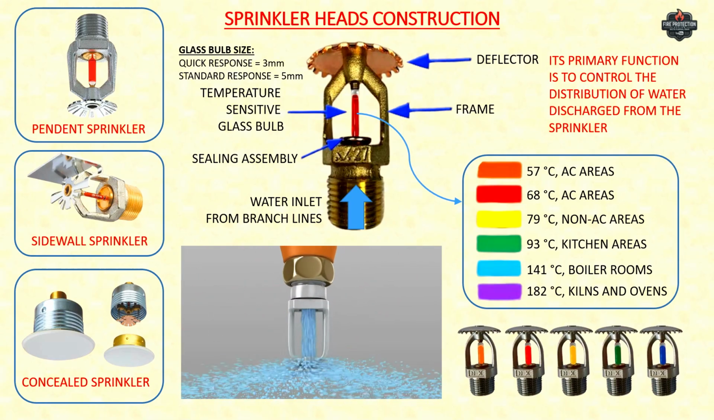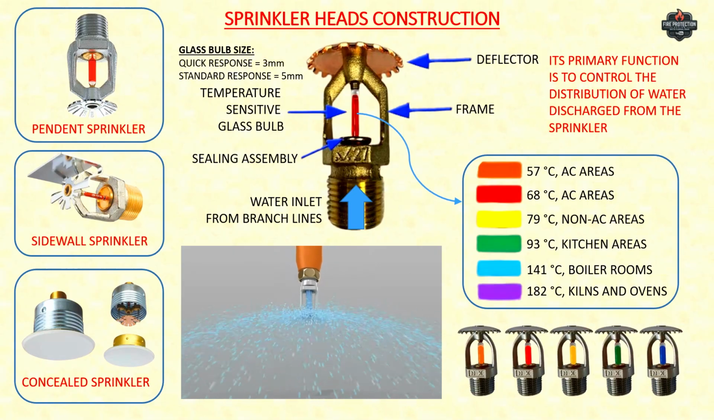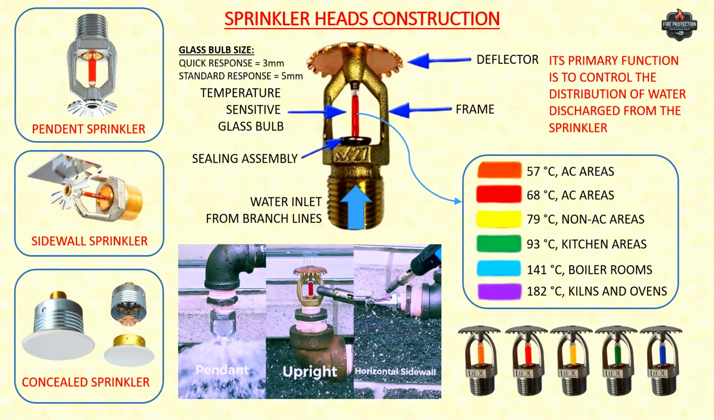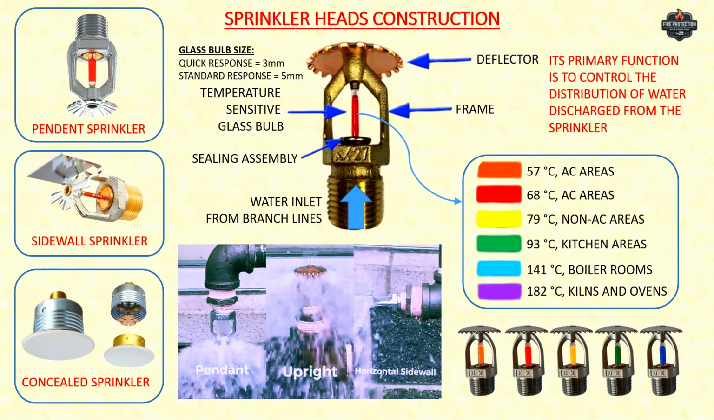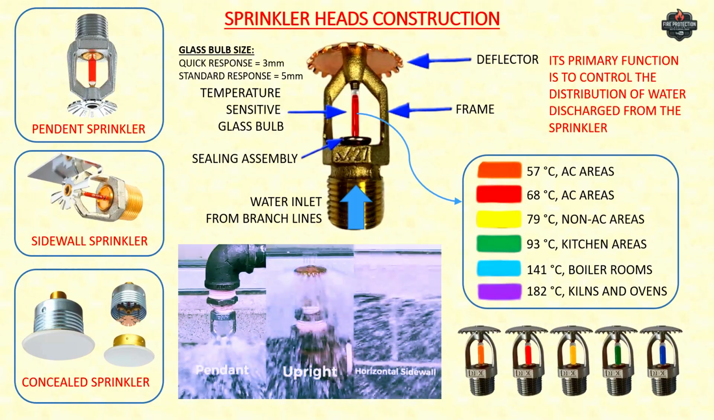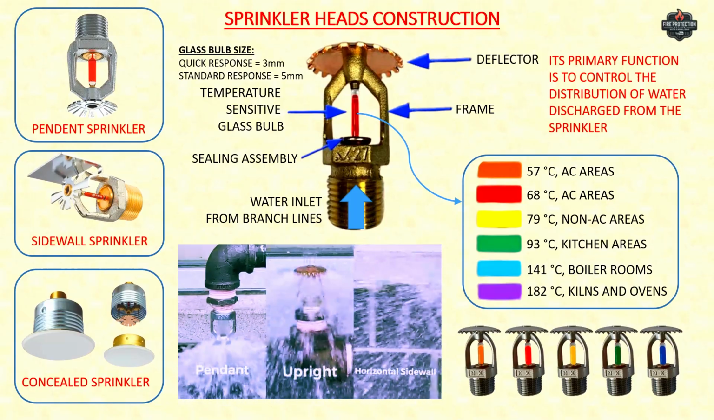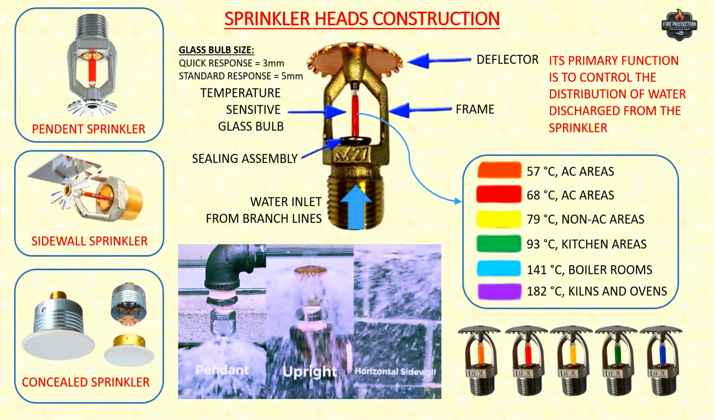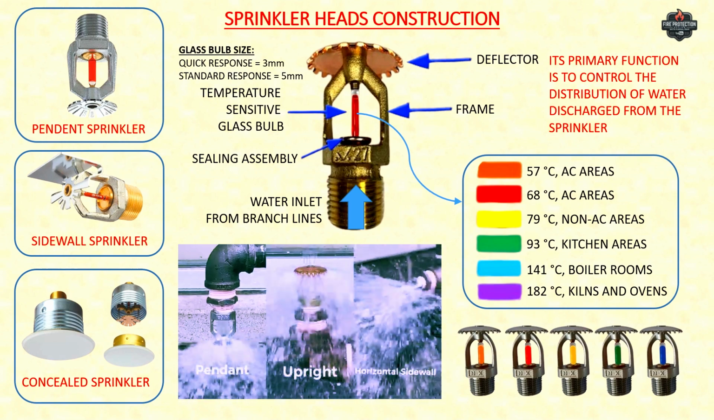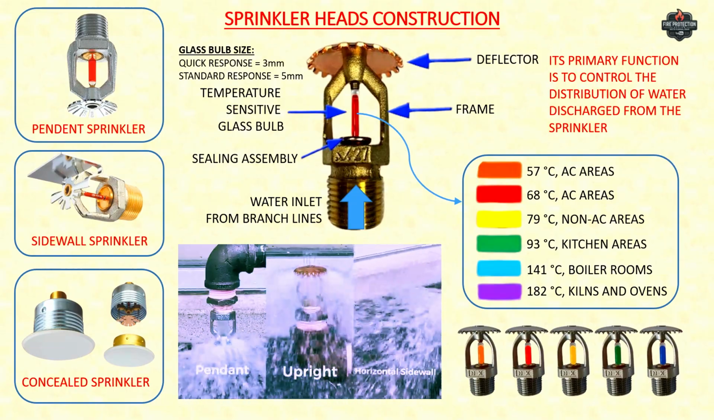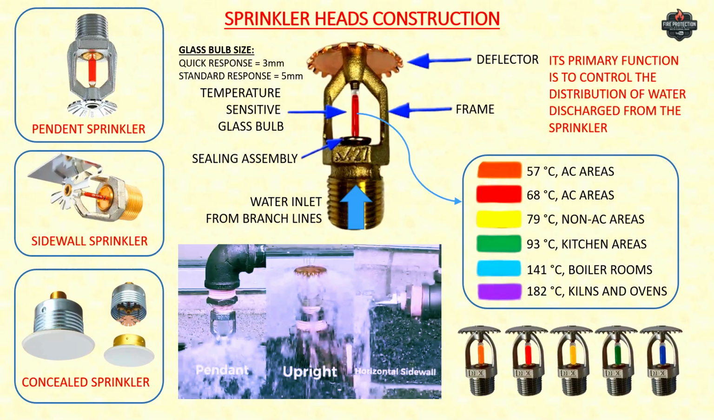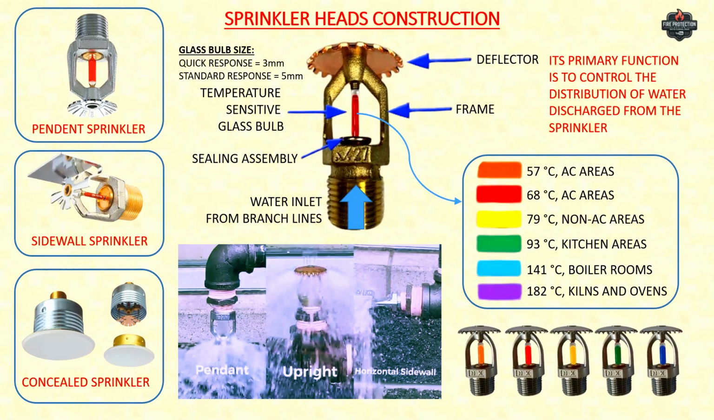The color of the liquid in the glass bulb is an easy visual indicator of the temperature rating of the sprinkler head. Orange color with a temperature rating of 57 degrees Celsius is used in light hazard occupancy and areas with normal ambient temperatures. Red color with a temperature rating of 68 degrees Celsius is used in AC areas. Yellow color with a temperature rating of 79 degrees Celsius is used in non-AC areas.